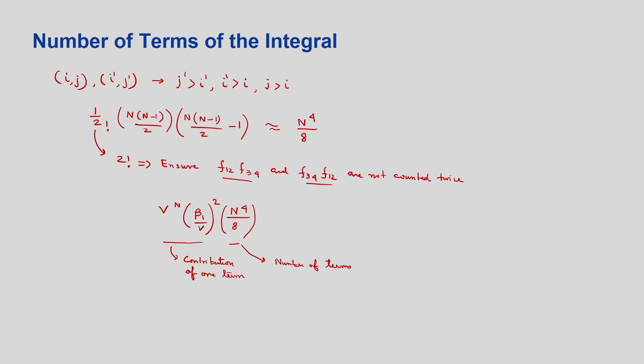Till now what we have seen, all the indices are different. Now what happens if the indices are same? If the indices are same, it will be a subset of this N4 by 8, okay, because that is also there inside. But we should see what are the contribution of those. Is the contribution higher than this or lower than this?